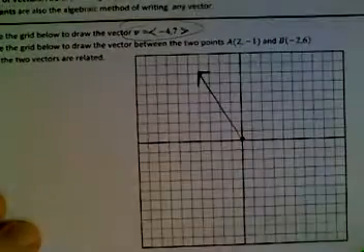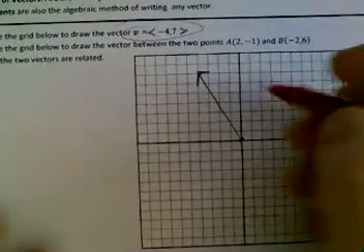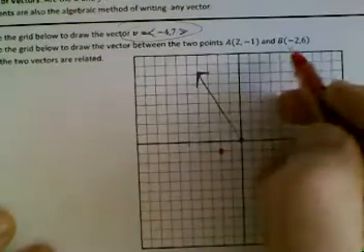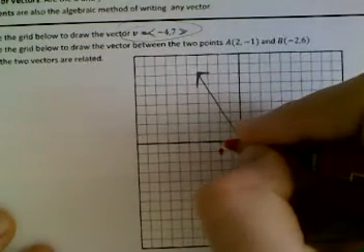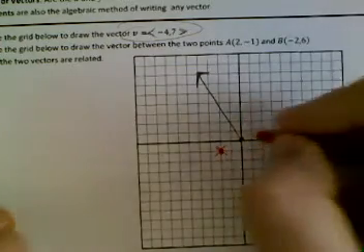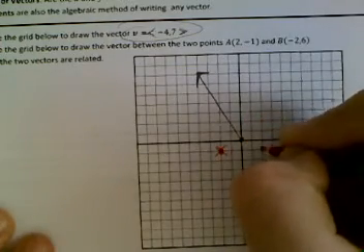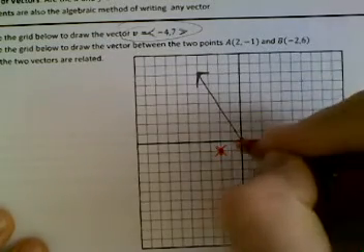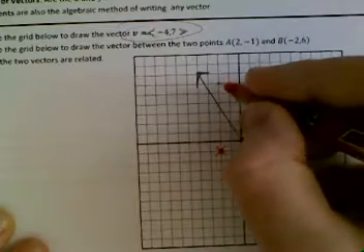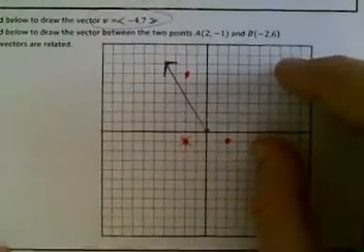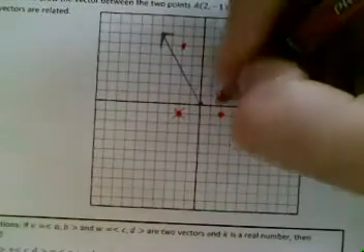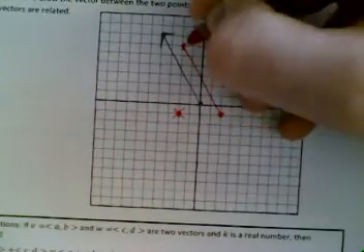It says use the grid also to draw a vector between the 2 points 2, negative 1 and negative 2, 6. I'm going to draw this in red. So 2, negative 1 is here, and then I want to go to negative 2, up 6: 2, 4, 6. And I want the vector between those 2 points. So I'm going to draw that vector between these 2 points as straight a line as I can.